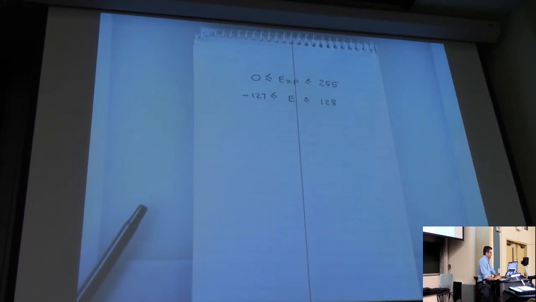So the big takeaway point here is that floating point isn't associative. Okay. Now, is that a problem? It's something you have to be aware of.